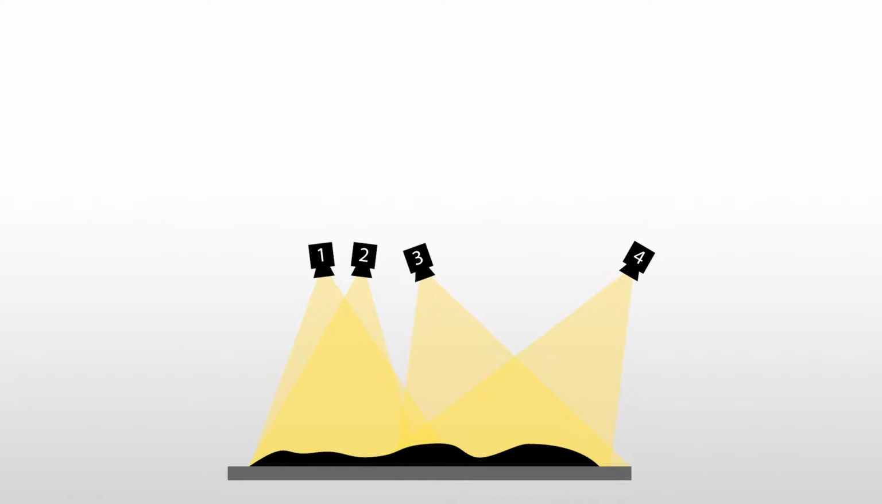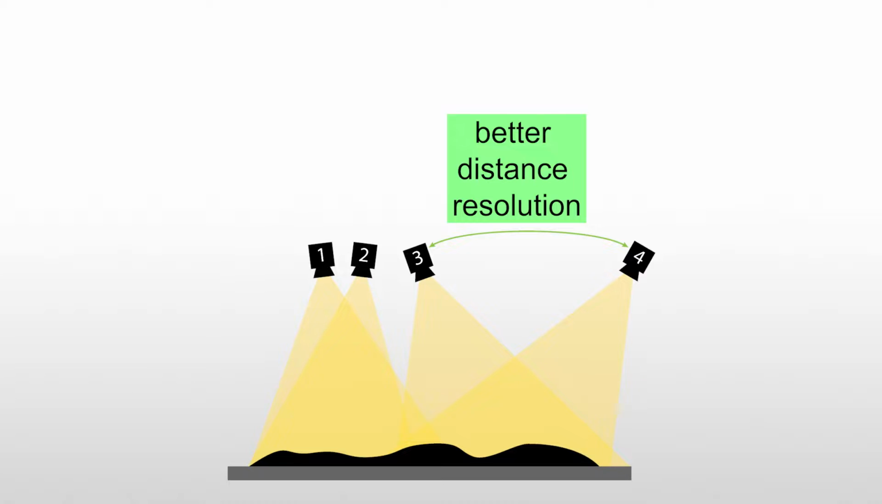The positioning of the cameras is another important aspect. A larger triangulation angle increases the distance resolution. However, this can make the search for correspondences harder because the images appear less similar. Thus, a smaller triangulation angle can produce more complete results.